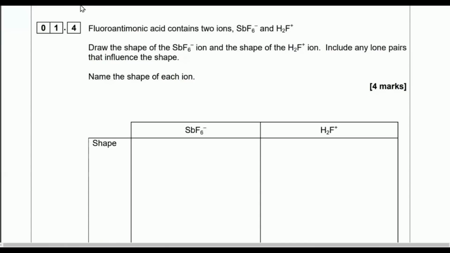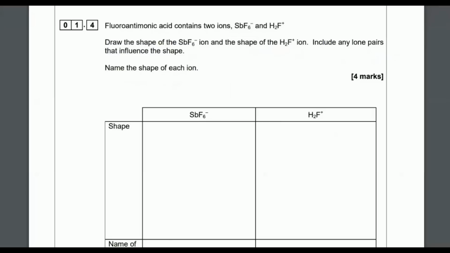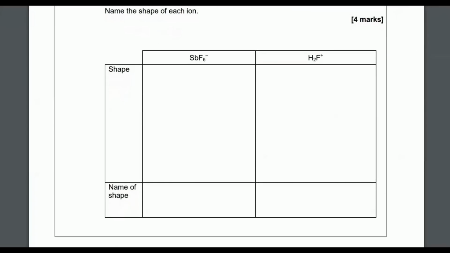Okay, let's check out 1.4. Fluoroantimonic, that's a crazy name. Fluoroantimonic acid contains 2 ions, SbF6- and H2F+. Draw the shape of the SbF6- ion and the shape of the H2F+ ion. Name the shape of each ion. So this is worth 4 marks.